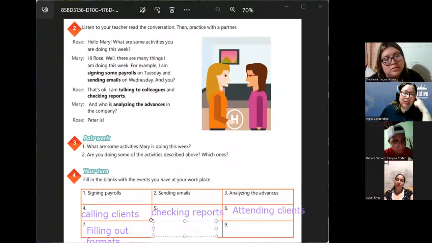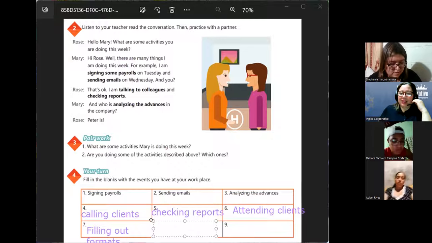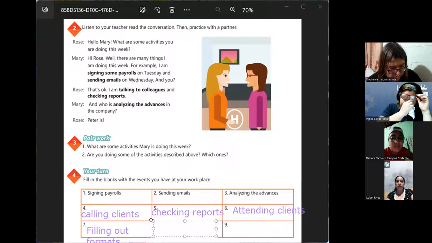Serían la primera, signing some payrolls. Signing some payrolls. Payrolls, planillas, ¿verdad? Signing, firmar. Signing some payrolls. Payrolls. Payrolls o payrolls. No, no, payrolls.